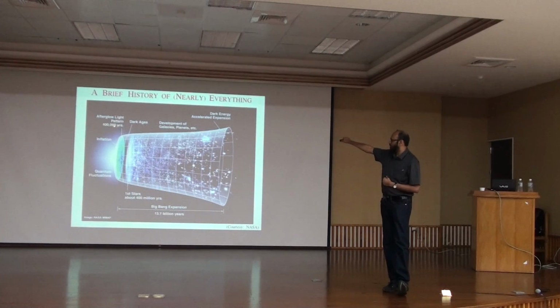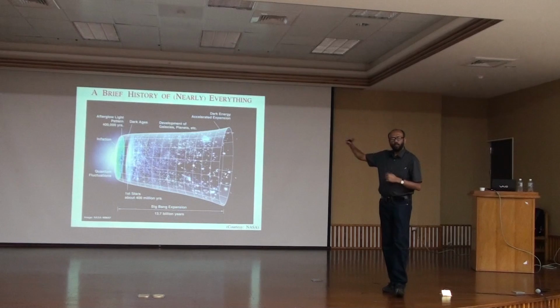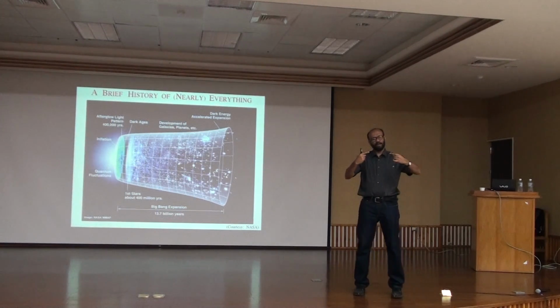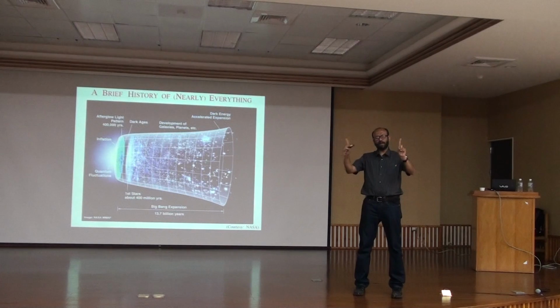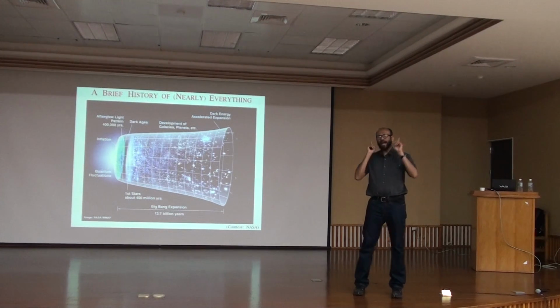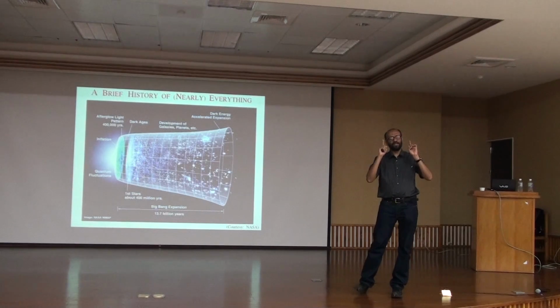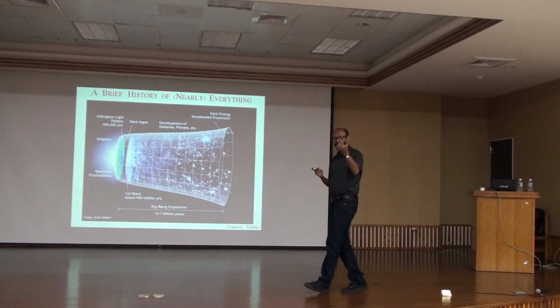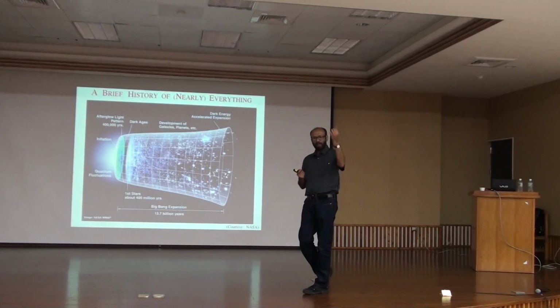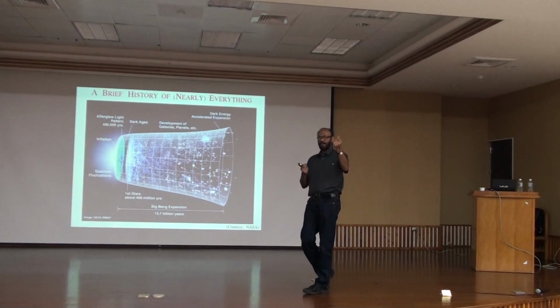380,000 years or 400,000 is written over here, when the temperature is low enough that you can have stable atoms. The proton and the electron can come together and form a hydrogen atom. And hydrogen atoms are neutral. They don't have a charge. Because proton has positive charge, electron has negative charge. When you move them together to a hydrogen atom, there's no charge.